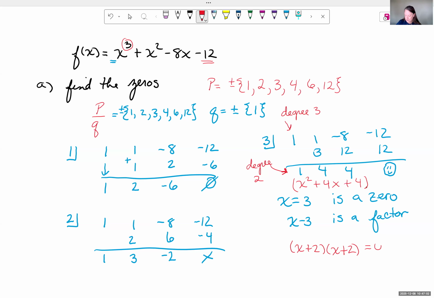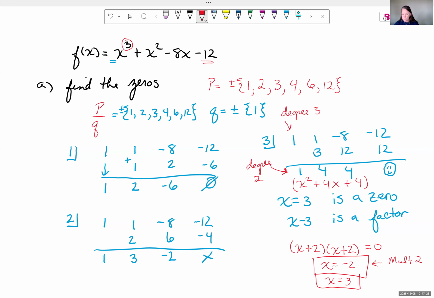Looking at when that equals 0, that's when x is -2. So we have a 0 of x equals -2. Multiplicity is 2. And x equal to 3 was also a 0 of that polynomial.